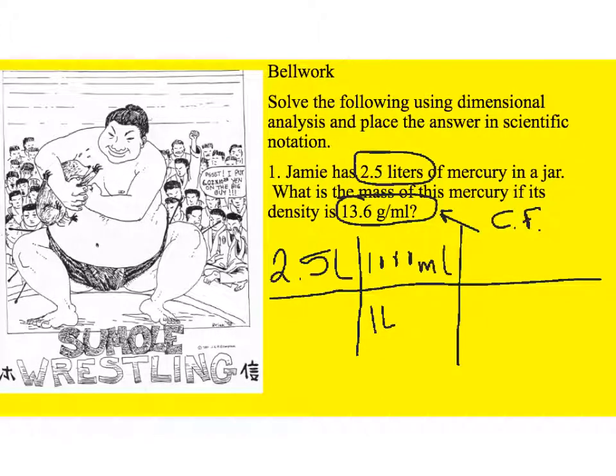And then from there, I can go ahead and do my density calculation. So there are 13.6 grams per every 1 milliliter. Now, I put milliliters on bottom so that everything can cancel out. So liters cancels, milliliters cancel. I'm left in grams, which is a mass, and that's exactly what I wanted. And the answer that I'm going to get is going to be 34,000, and then that will be in grams.